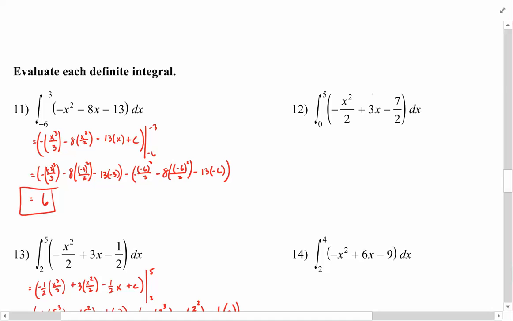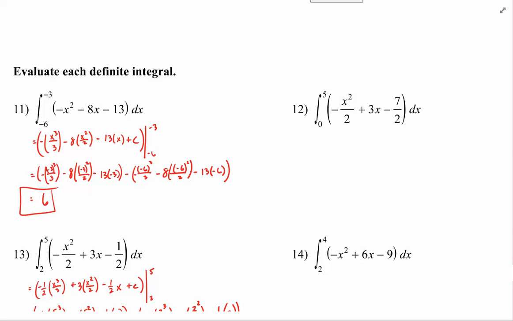So in number 12, we see that we're evaluating this definite integral from a lower boundary of 0 to an upper boundary of 5, and we have the equation here. Now, if you're really comfortable with antiderivatives, you can probably move forward and find the antiderivative from here. But me, I like thinking about these in coefficients along with power rules.